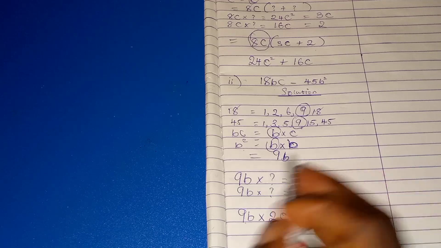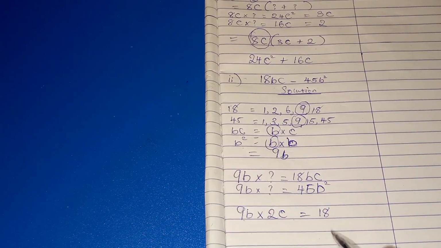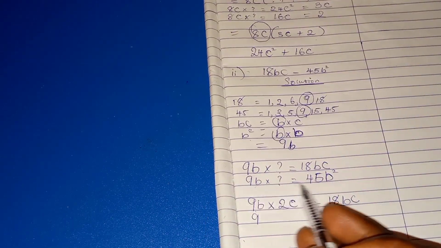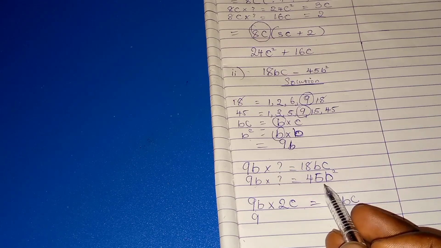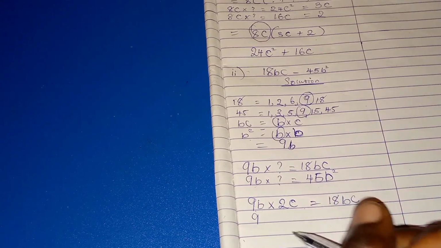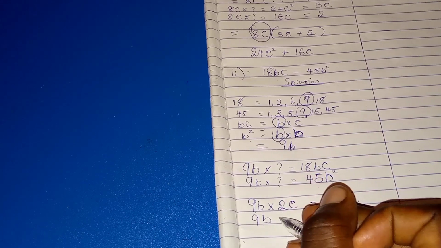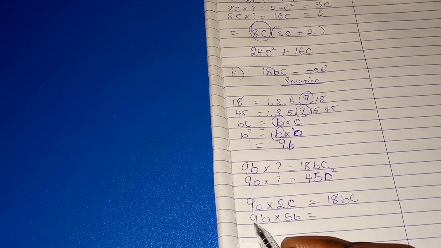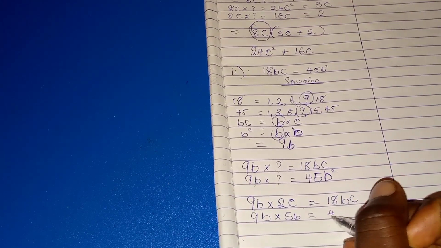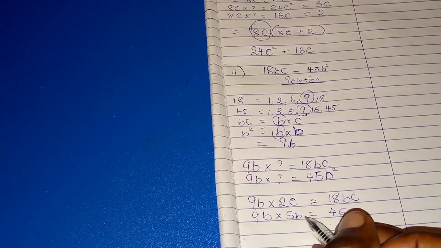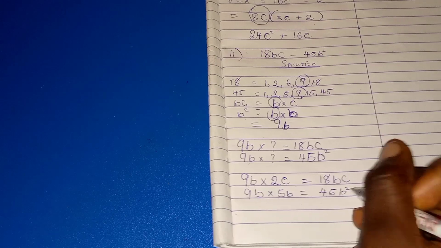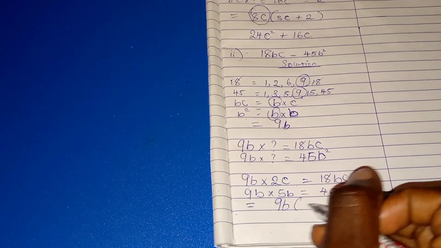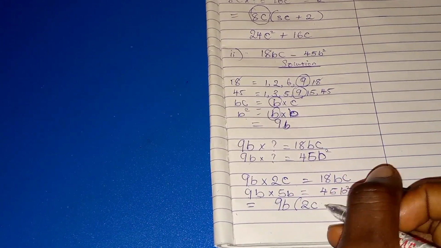B times C, as we explained here, is actually BC. And to get a value that would multiply 9B to give us 45, we see 9B multiplied by 5B, where 9 multiplied by 5 gives us 45. B multiplied by B gives us B squared. So the final answer to that expression is 9B bracket 2C minus 5B.